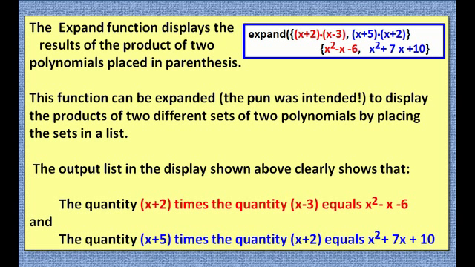The output list in the display shown above clearly shows that the quantity x plus 2 times the quantity x minus 3 equals x squared minus x minus 6, and the quantity x plus 5 times the quantity x plus 2 equals x squared plus 7x plus 10.